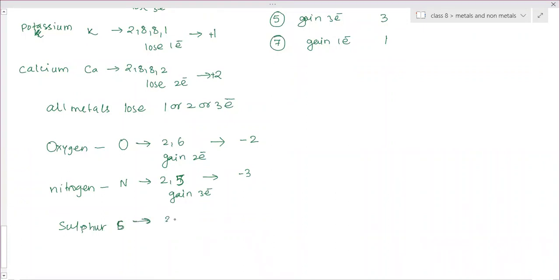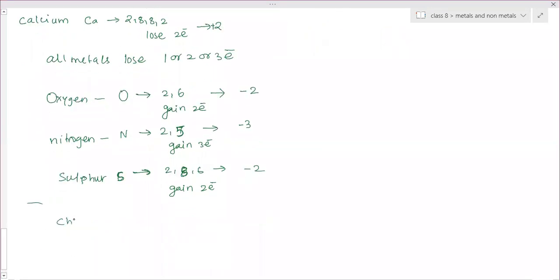So it will go for sulfur. It will gain 2 electrons, so it will form minus 2. Then chlorine, Cl. It will gain 1 electron and the valency is minus 1. Gain 1 electron, so valency will be minus 1.